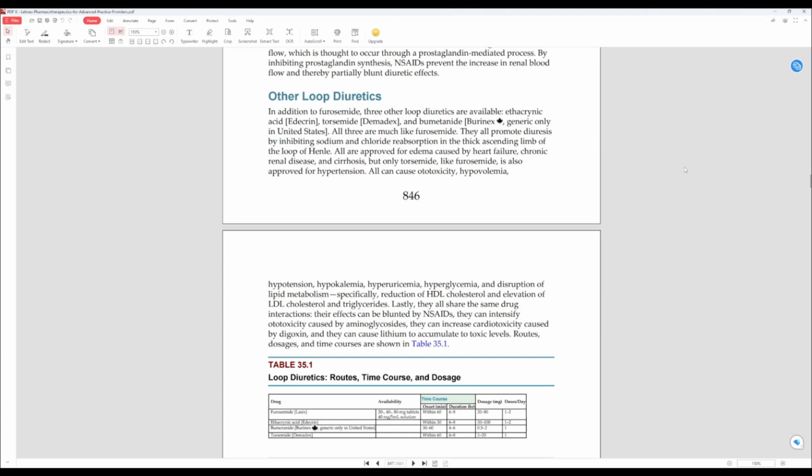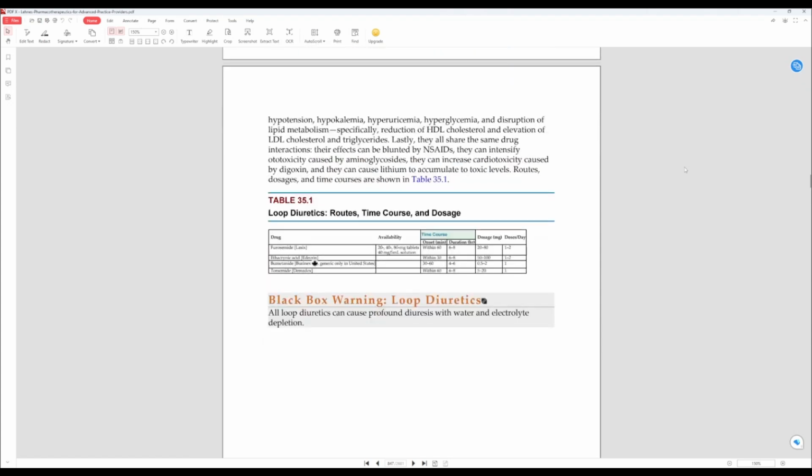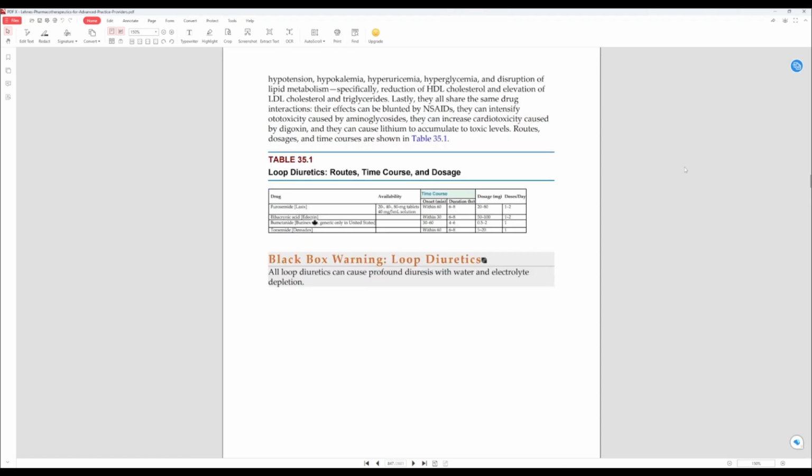Keep in mind, all of these can cause ototoxicity, hypovolemia, hypotension, hypokalemia, hyperuricemia, hyperglycemia, and the disruption again of lipid metabolism, specifically the reduction of HDL cholesterol and the elevation of LDL cholesterol and triglycerides.